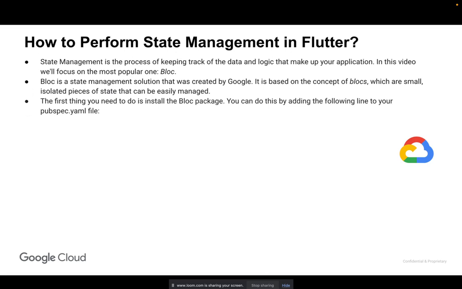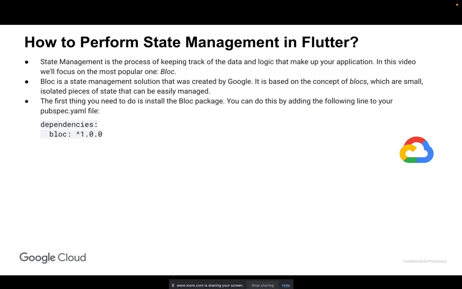Bloc is a powerful and flexible state management solution, but it can be difficult to get started with. So let's see how we can do so. The first thing you need to do is install the Bloc package. You can do this by adding the following line to your pubspec.yaml file, which is the dependency of the Bloc. For example, here for reference, we have chosen the version 1.0.0.